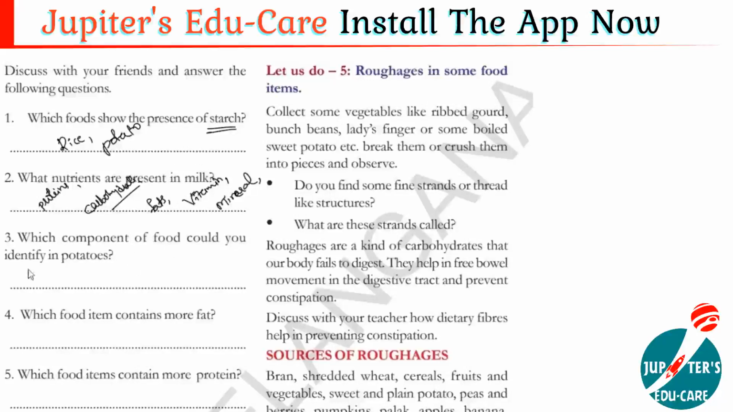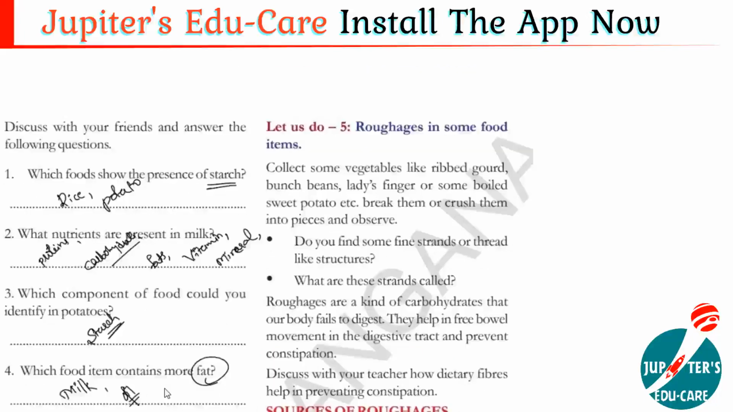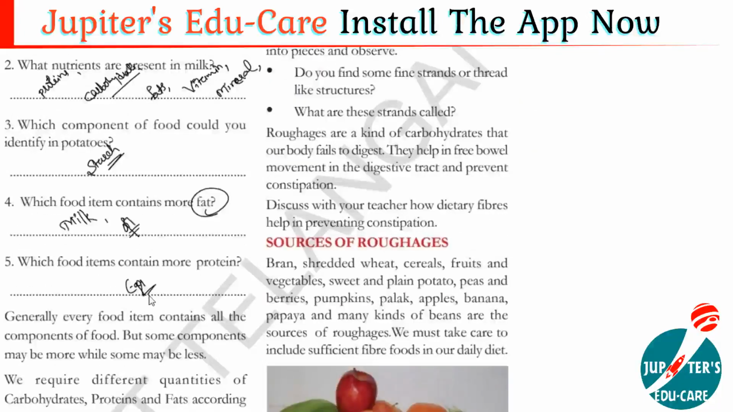Then which component of food did we identify in potato? Starch. Starch is nothing but carbohydrates only. So which food item contains more fat according to this table? Milk. The fat content is more compared to the others in the table. Generally oil has more fat, but according to the table milk contains the most fat. Which food item contains more proteins? Egg. So in that table, from all the food materials, egg contains the most protein. So this is about the table and questions.